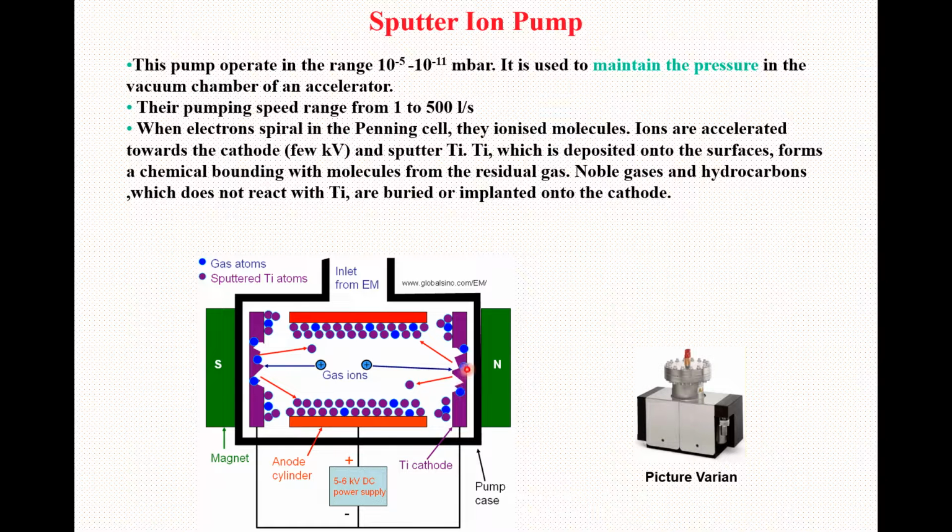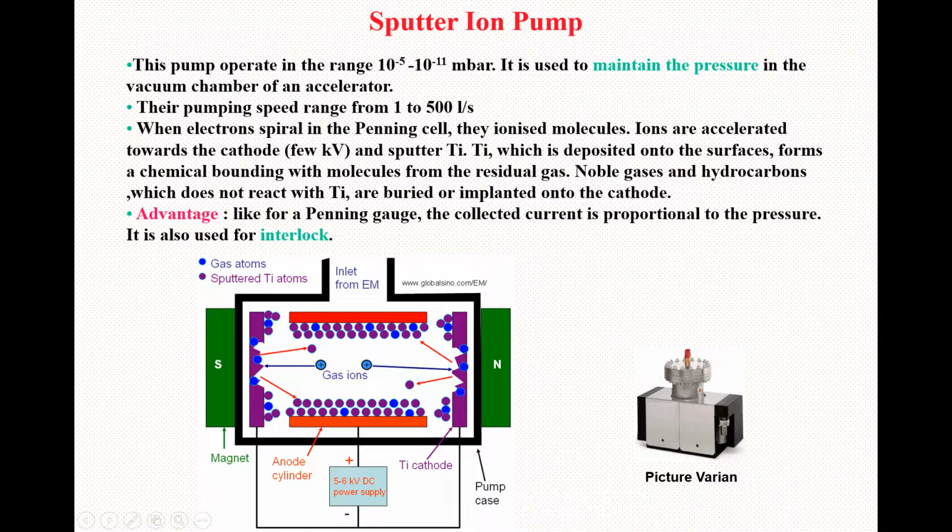atoms. So titanium, which is deposited on the surface, forms a chemical bond with a molecule from the residual gases. Noble gases and hydrocarbons, which do not react with the titanium, are buried or implanted onto the cathode. Here you can see these are basically the noble gases or hydrocarbons which do not react with the titanium. So they are basically buried or implanted onto the cathode.